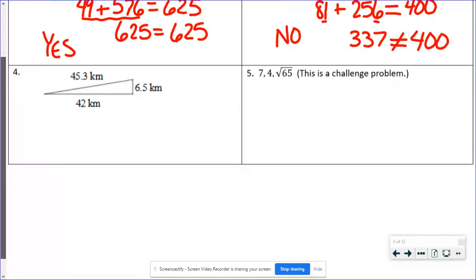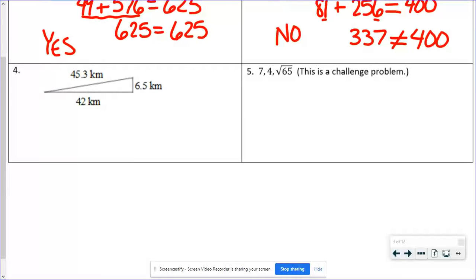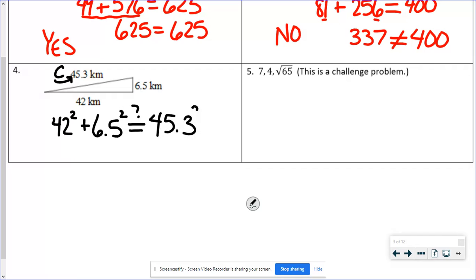For number 4, we've got a triangle. It's not marked as a right triangle, so I don't know that it's a right triangle. So I would have to make sure that I'm using this as my C. So I would have 42 squared plus 6.5 squared, and I want to know, does that equal 45.3 squared? So 42 squared is 1764. Luckily, I had all this worked out ahead of time.